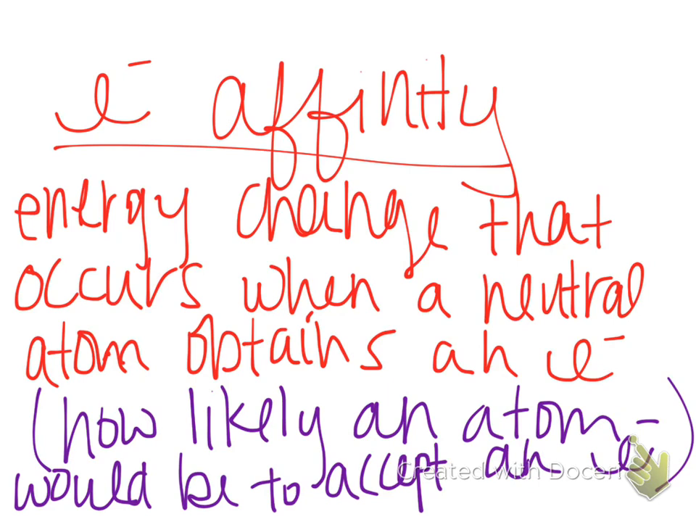An electron. Okay, and in more plain words, we're saying how likely an atom would be to take an electron, to accept an electron. Yeah, good, very good. Okay, so if we talk about a group as a whole, which would be the group that's most likely to accept an electron? Group 7 or 17, right? They want to accept that one electron.